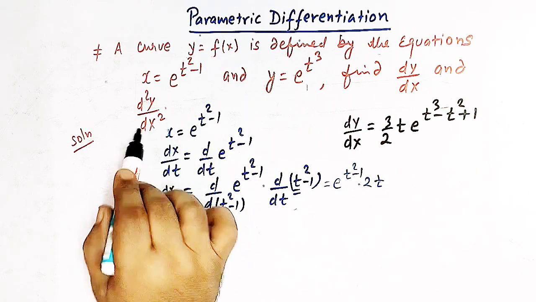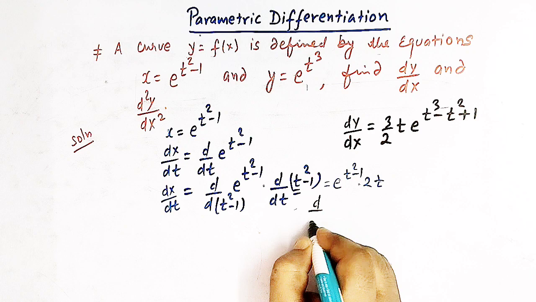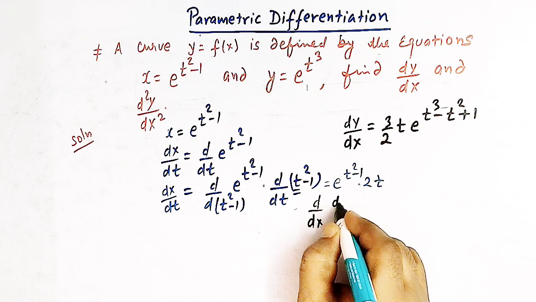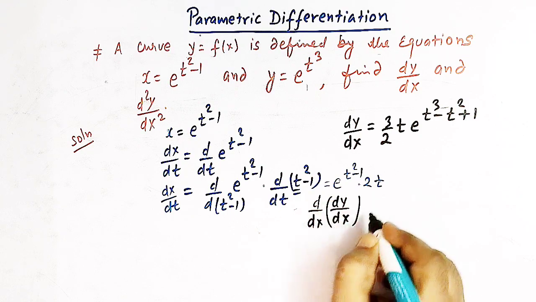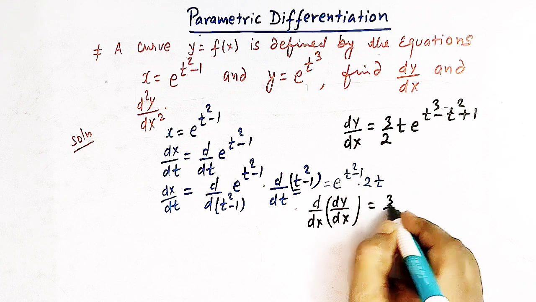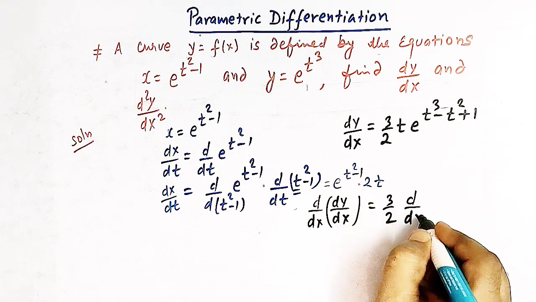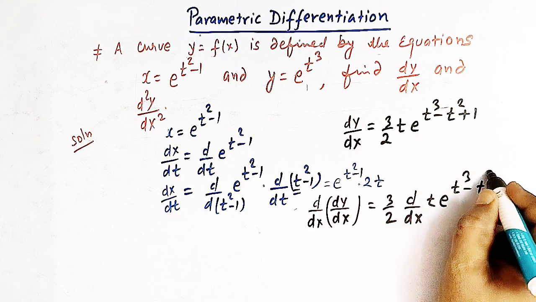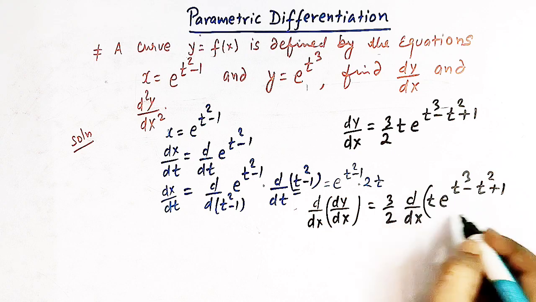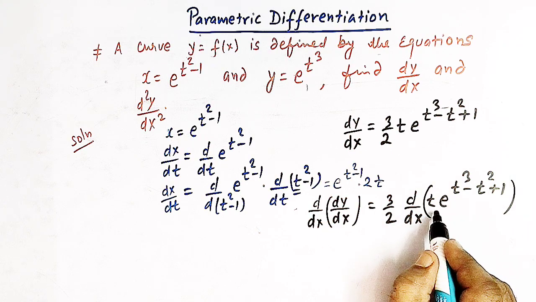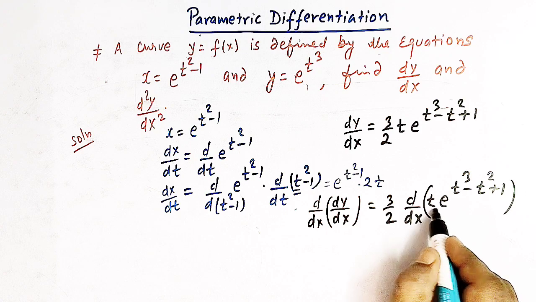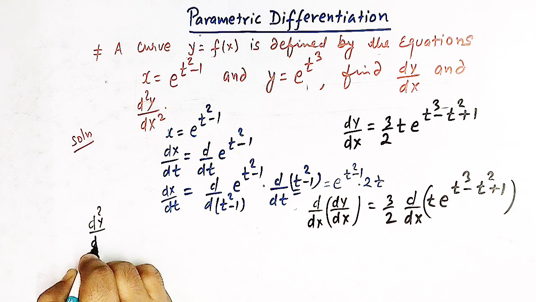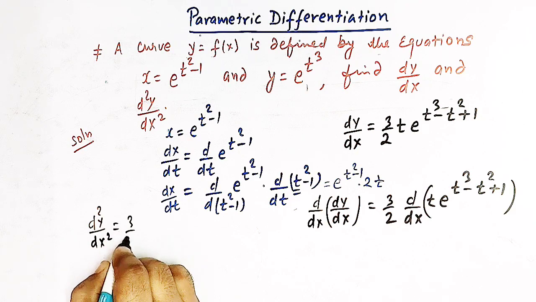And to get the second derivative, we'll differentiate both sides with respect to x. So d by dx of dy over dx, and we have here 3 by 2 and d by dx of t times e raised to t cube minus t square plus 1, right? And here we can see that we have the product of two functions. So now this is d2y over dx2, and here we have 3 by 2.